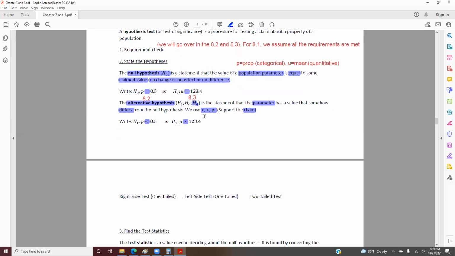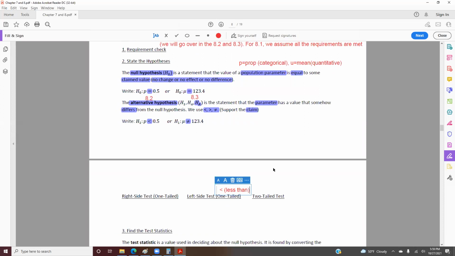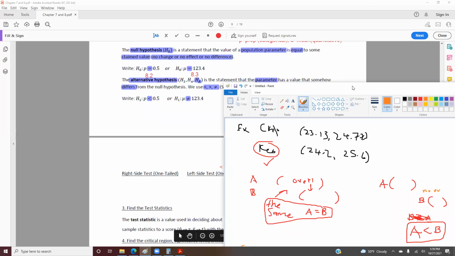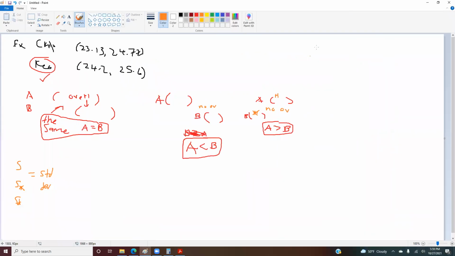If you pick less than, that is what we call a left-tail test. So if the claim statement says less than 30%, or less than 50%, or less than 80%, then we talk about a left-tail test. What is a left-tail test? I'm going to draw the picture here. A left-tail test will look something like this. This is a left-tail test.